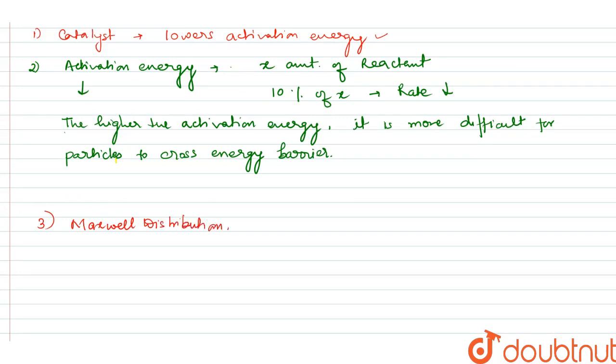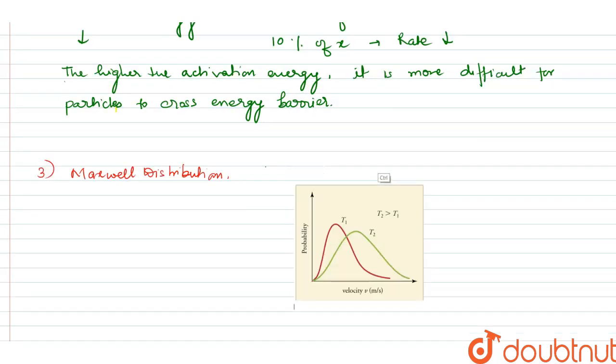To understand this, I will support this answer using a graph. If we see this graph, this is a graph of probability, that is Maxwell distribution, and this is velocity on this axis. This is the x-axis, this is the y-axis. So we have probability versus velocity, and here temperature is there. We can see that the graph is changing on changing the temperature, that is T2 is greater than T1. The mean velocity, that is the peak of velocity, is shifting.